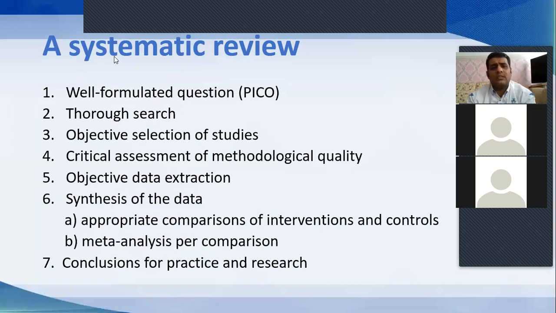Data can be from a systematic review. In the systematic review, how many studies there were, well-formulated questions, how many went through the research, study selection, and critical assessment of methodology. This is all about the review article. But data, we can synthesize the data, we can generate the data.